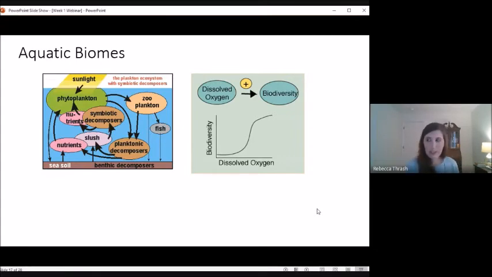So I want to say the least amount of dissolved oxygen where there still can be robust aquatic life is about 5 parts per million. And so the most diverse aquatic biomes are going to have the highest amount of dissolved oxygen. And that makes sense if you think about how many organisms are in one space and how much oxygen they are demanding for their own cellular respiration.